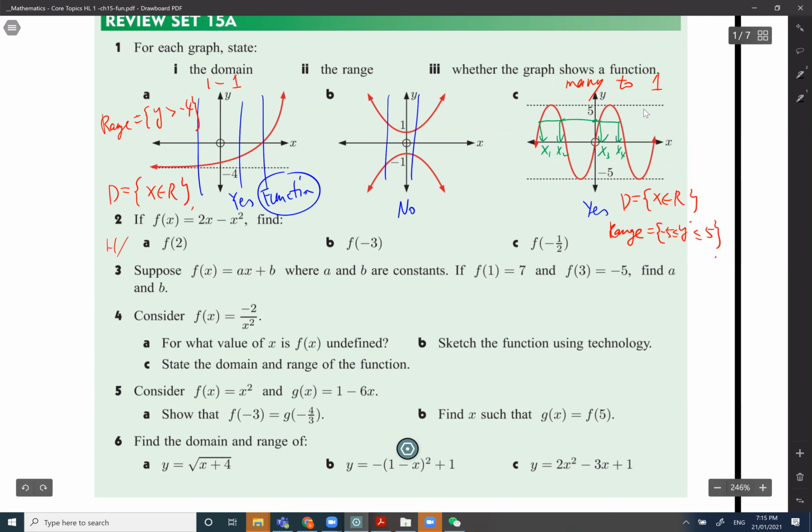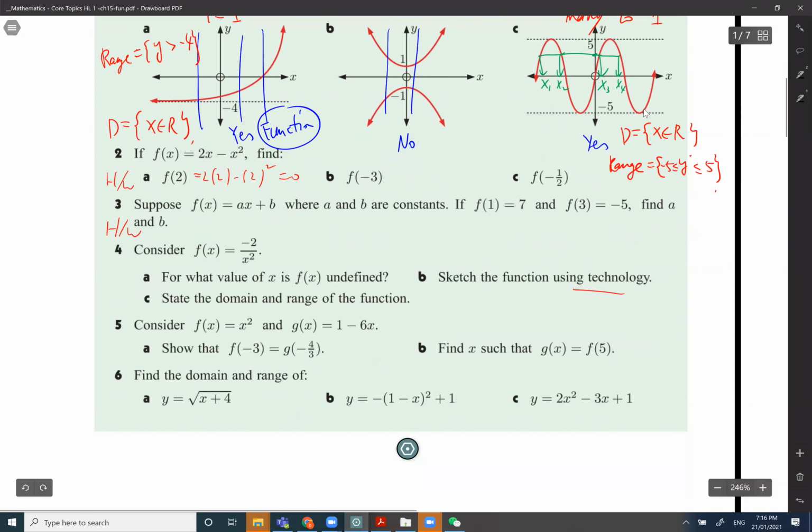Homework, because it's just substitution. This one is 2 times 2 minus 2 squared, which is 0. Homework. This one revises some basic simultaneous equations. They ask you to use technology, which means a calculator for the graph.